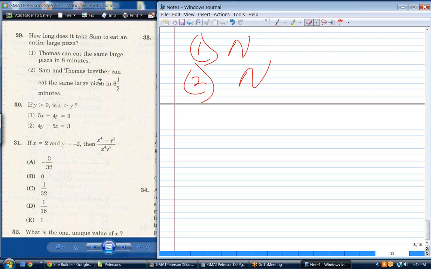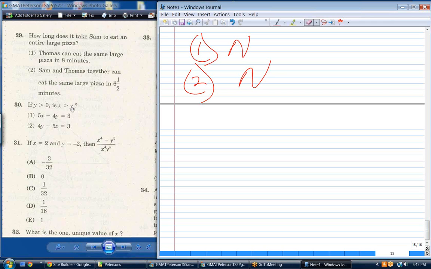So the question is, statement 2 alone doesn't work, right? No, because you don't know anything about any of them. Maybe Sam eats 99% of the pizza and eats it in 1 minute, you know. So that doesn't tell you anything about Thomas's rate. That's just their combined rate.